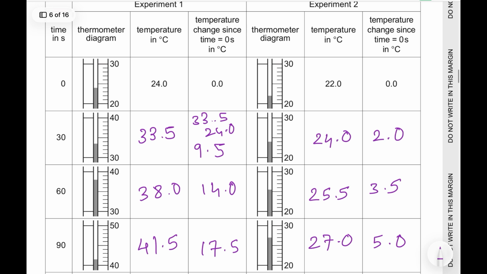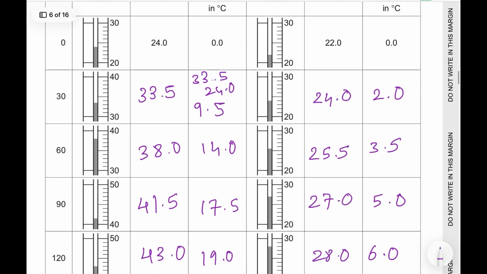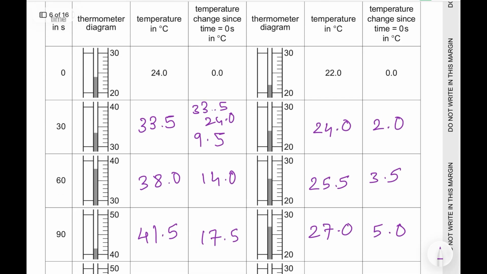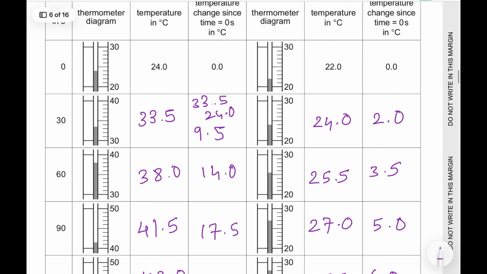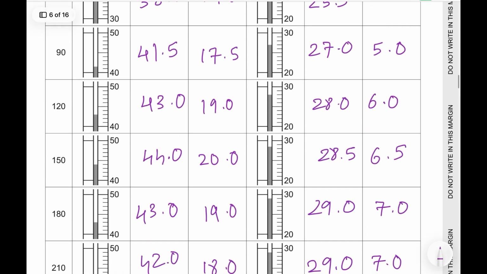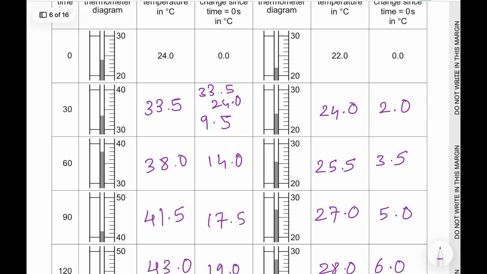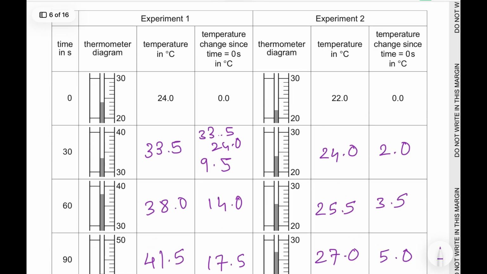Now, in the second column, we have temperature change. How are we supposed to find the temperature change? The initial temperature that we had is 24.0 degrees Celsius. So all the temperatures we get, we are going to subtract from the initial temperature. So 33.5 minus 24.0. Similarly, 38.0 minus 24.0, 41.5 minus 24.0. That is how I'm going to find all the temperature change values for both the experiments. For experiment 2 also, it's the same way.